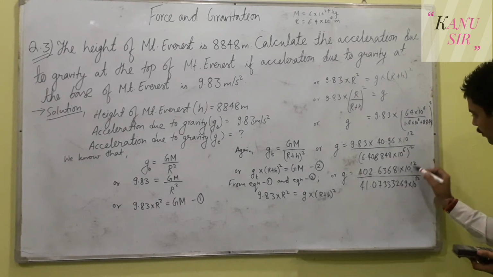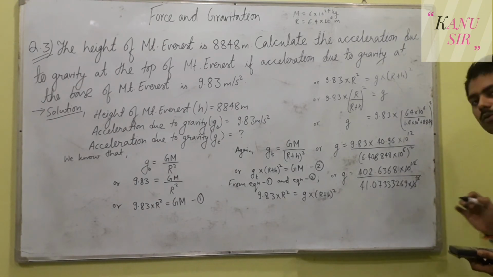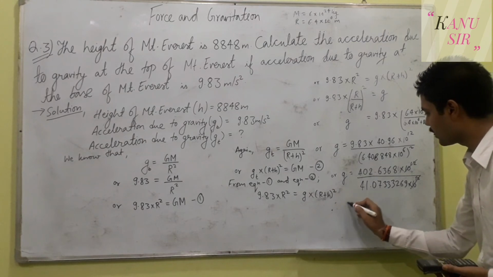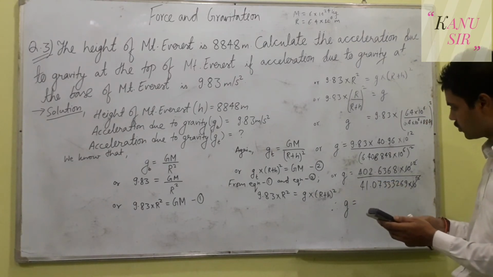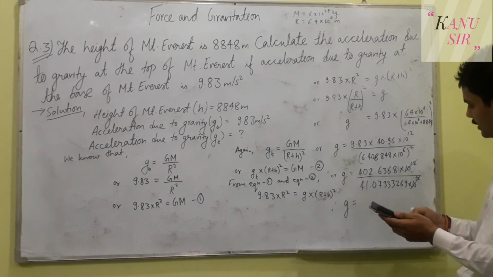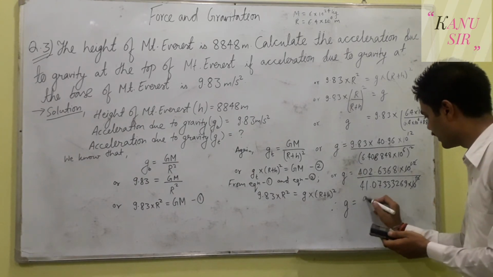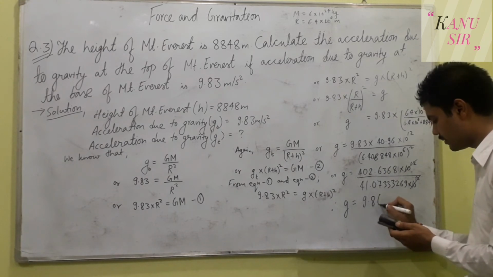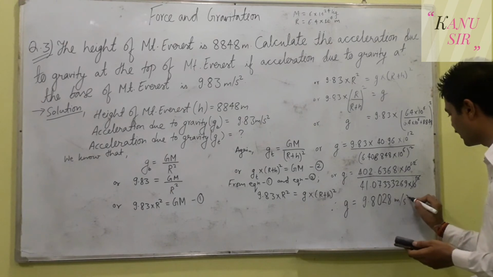And here is the interesting point: 10 to the power 12 and 10 to the power 12 will be divided by each other, and finally we can get the value of g, that is 402.6368 divided by 41.0733369, and the value will be 9.8028 meter per second square.